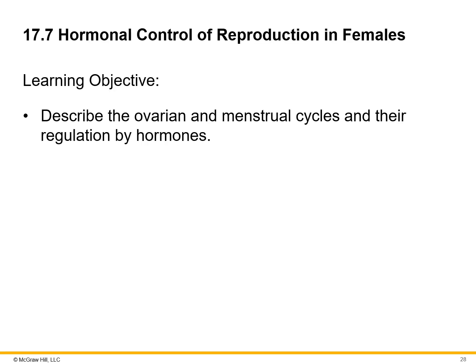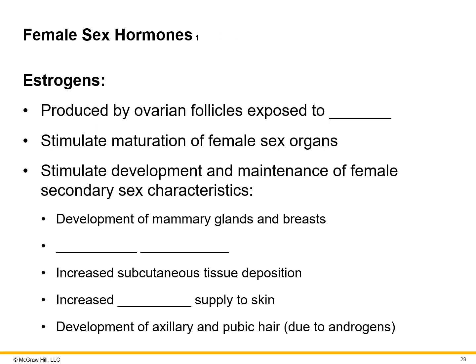All right, so moving on to the last section we're going to talk about. This is hormonal control of reproduction in females. The ovaries are going to produce two major groups of female hormones: your estrogens and progesterone. Your estrogens are your primary female sex hormone, and they are produced primarily by the ovaries, by ovarian follicles that are exposed to FSH, or follicle stimulating hormone.